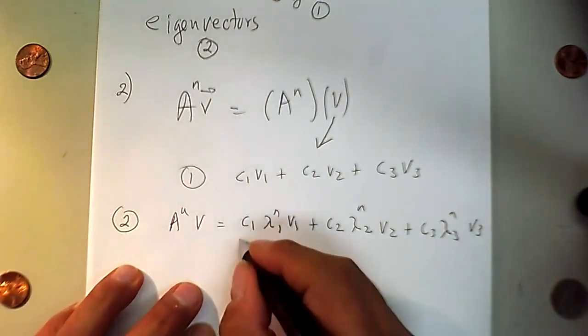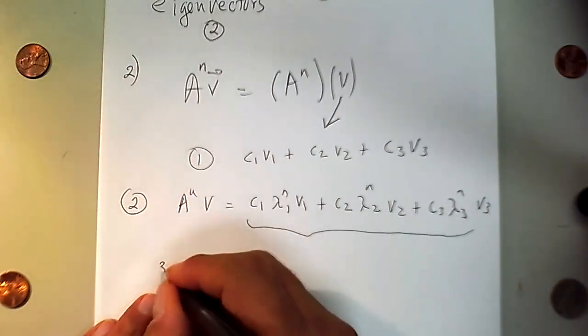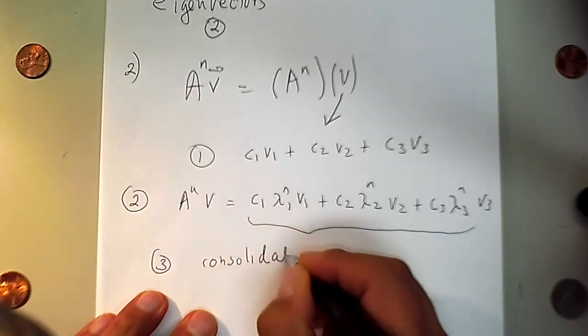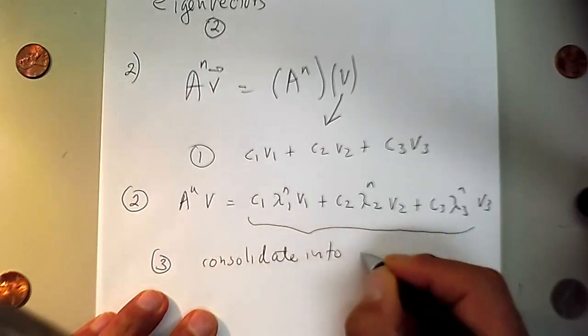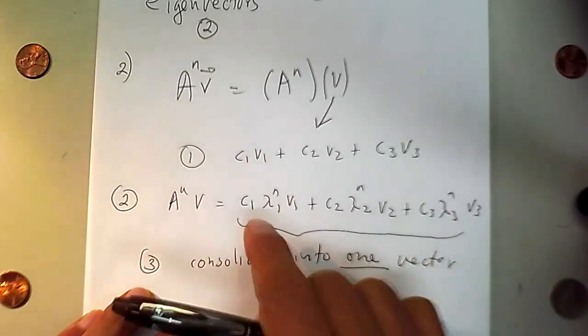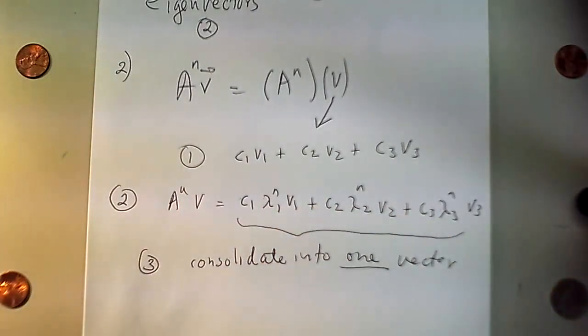And then the last thing to do is to consolidate that into one. So step 3, consolidate into one vector, as opposed to a linear combination of those vectors. And then we get our answer.